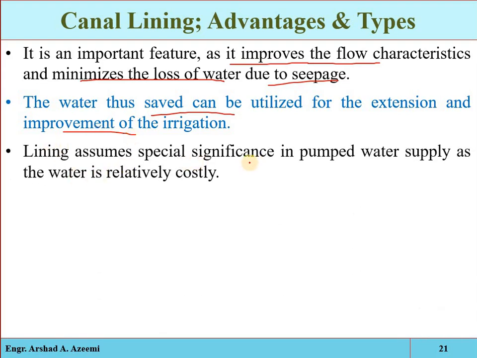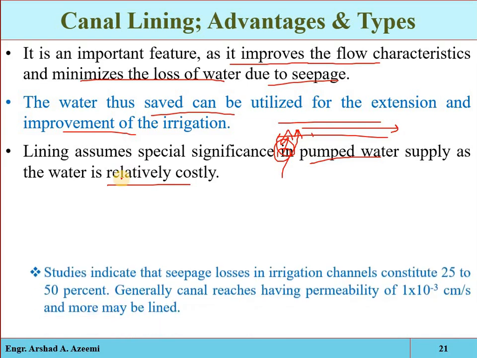Lining assumes special significance in pumped water. Remember, that is most important. For example, if you are pumping the irrigation water and allowing it into the irrigation canal, and there are losses, then you will have to pump more water to overcome those conveyance losses, so the operating cost will be more. If you are lining the irrigation canal, the losses will be conserved, and you will have to pump less water because the losses will be subtracted. So the operating cost will be reduced.